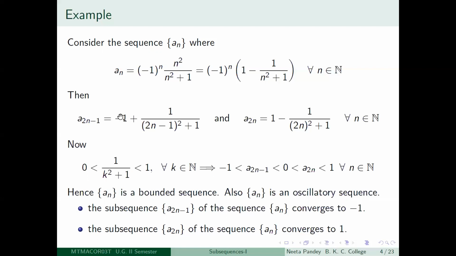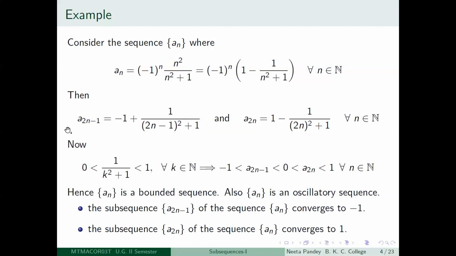So your odd terms will look like this, because for odd n, (-1)^n is negative. So it will become -1 plus 1 by (n squared plus 1), and for even n, (-1)^n becomes 1, so the even terms look like 1 minus 1 by (n squared plus 1). Okay, so how is this helpful? This is helpful in telling you many things.